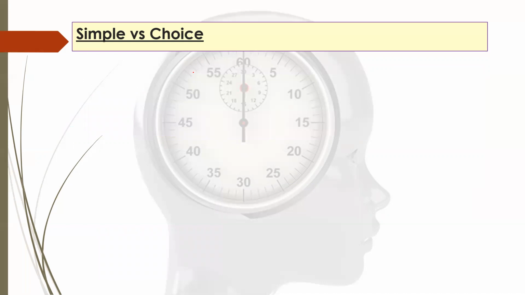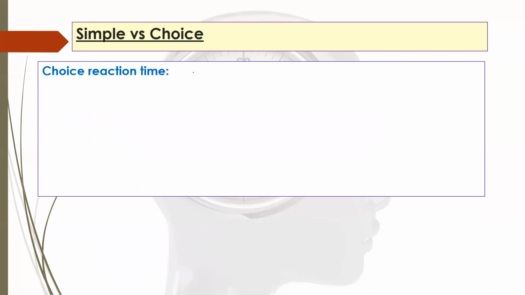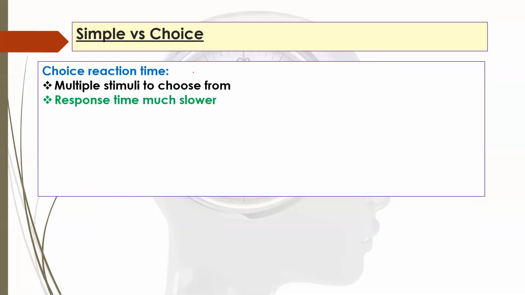Next one's a little bit more complicated. So choice reaction time, clues in the name. So multiple stimuli to choose from. So it's not just one stimulus like the sound of the gun. Potentially lots of different stimuli that you've got to choose from. Straight away, that complicates the process. As a result, the response time is much slower. So if you've got to consider multiple different pieces of sensory information coming in, being processed, that's going to slow the process down. You've got to think about different things.